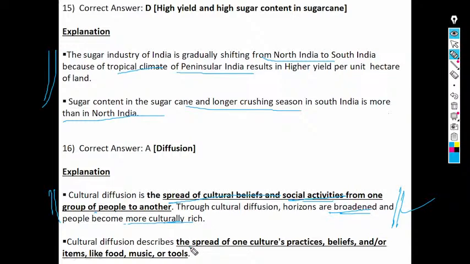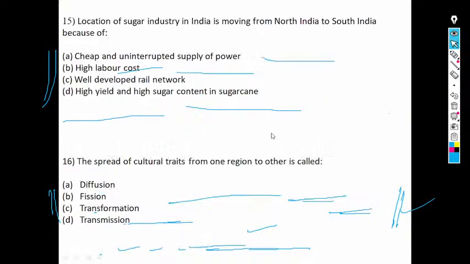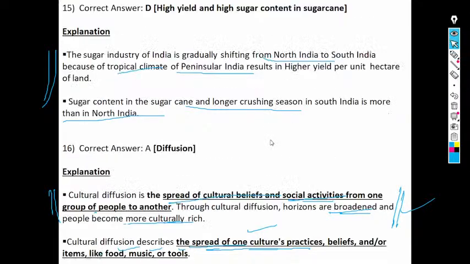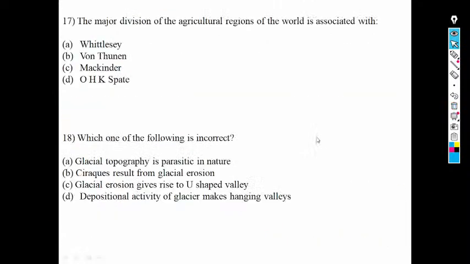Cultural diffusion describes the spread of cultural practices, beliefs and items like food, music and tools from one group to another. These are the things in cultural diffusion, and the question here is about the spread of cultural traits from one region to another. Okay, next question.